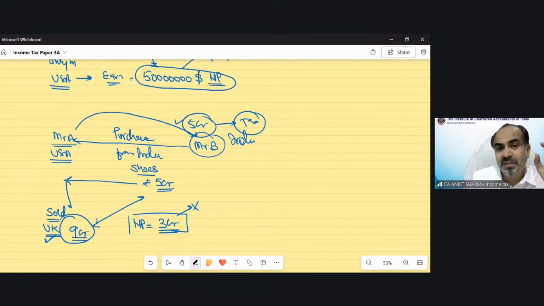So the difference is, in case of a manufacturing operation, if any part of the operation has been carried out in India, then proportionate income would be deemed to arise. But this is not manufacturing, this is trading.